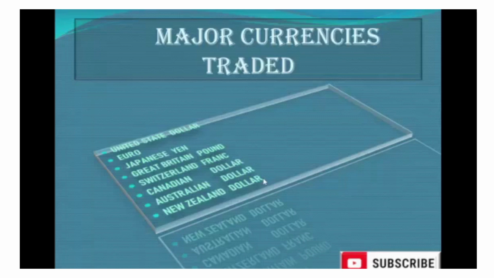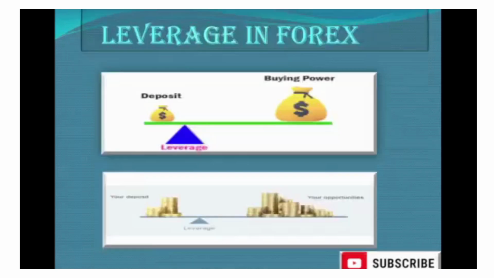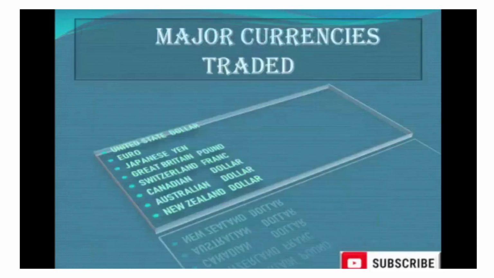The currencies also have symbols, and the symbols always have three letters. The first two letters specify the name of the country, while the third letter specifies the name of the country's currency. Now take USD for instance. The US represents United States and the D stands for dollar.